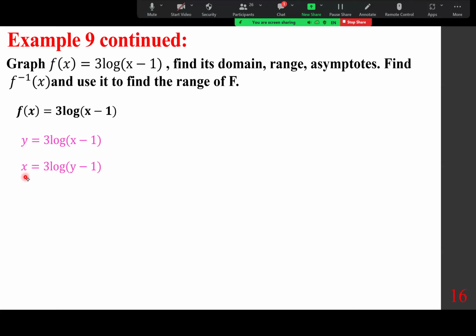However, we are going to solve for y. So first we're going to divide by the number 3. Then let me put x over 3 on this side so you can see the arrow. Okay, everybody. When we don't have a base with log, the base is 10. So the missing base, we should know it's 10. 10 to the power of x over 3 is y minus 1. I hope everybody can see that. It's very important that we recognize that.